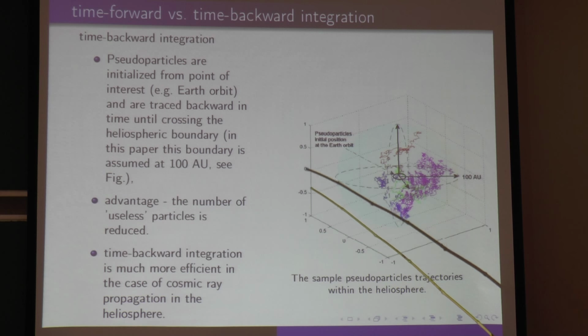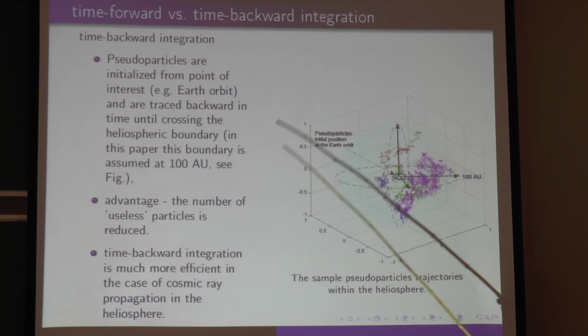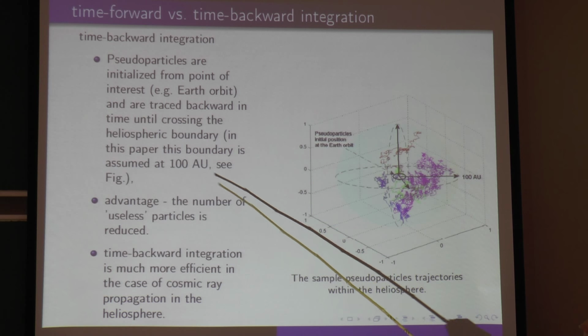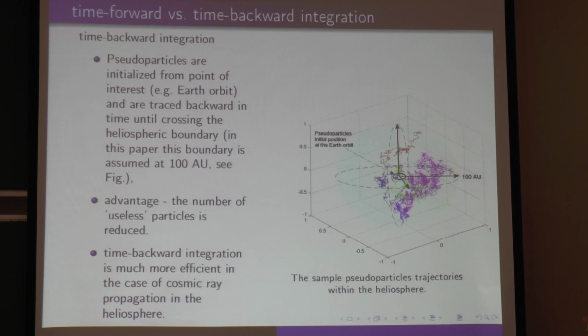In the time backward integration, pseudoparticles are initialized from the point of interest, so for example from Earth orbit, and are traced backward in time until they cross the boundary of the heliosphere. In our case, it is 100 astronomical units. The advantage of this method is that the number of useless particles is reduced. And this backward integration is more efficient for this type of phenomena.